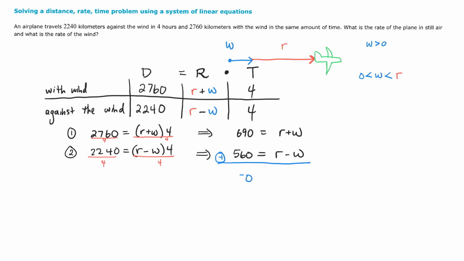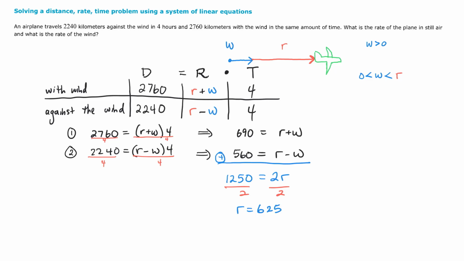So we get 1,250 here, and that is now 2 times R. We could divide the entire sides by 2 because 2 is not 0. R is equal to, what is that? That looks like 625. Yeah, 625.